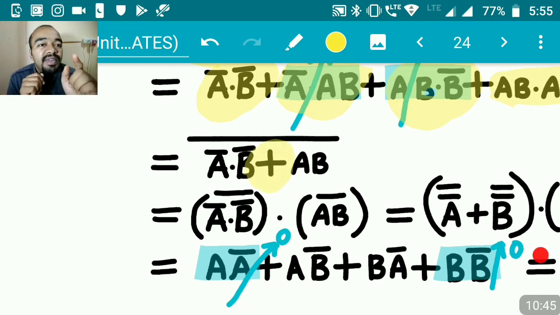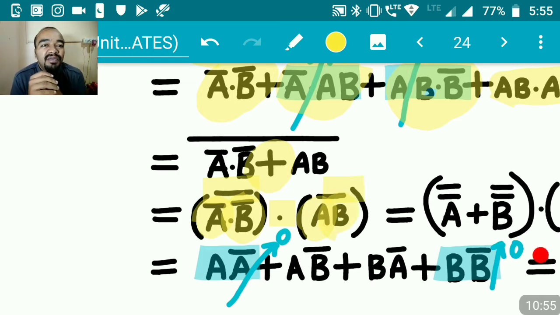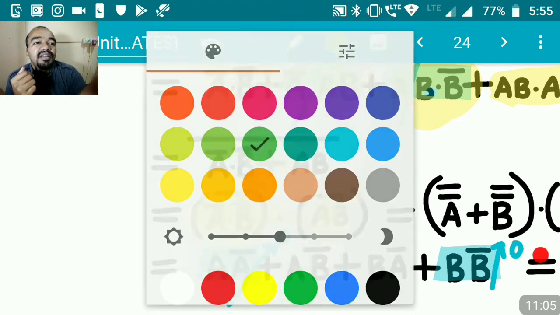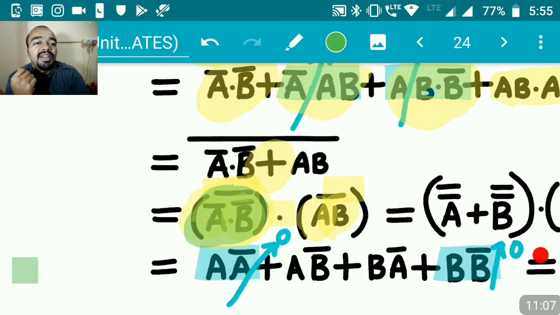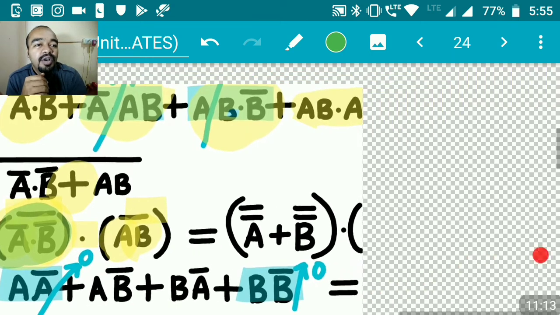We will be left with A bar B, and B bar whole bar, and A B whole bar. Okay, so now again we can resolve this term, whatever term that we have. Let me just change the color and show you. This term can again be resolved by using De Morgan's theorem. That is how it is written over here.